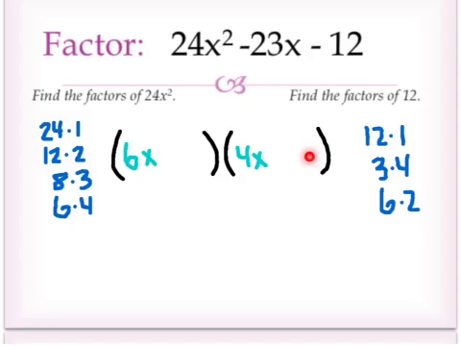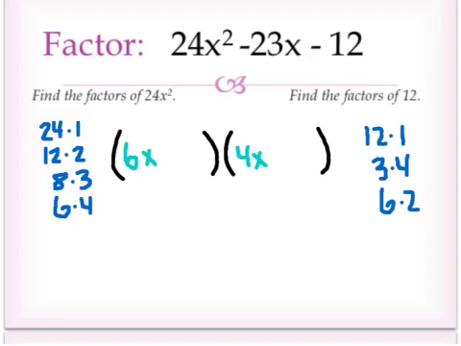Well, if I put a 12 here, 4 and 12 have a GCF, so I can't do that. So let's say I put the 12 here and the 1 here. Well, 12 and 6 have a GCF, so I can't do that, which means 12 times 1 is not going to be an option, as long as I have 6x and 4x.